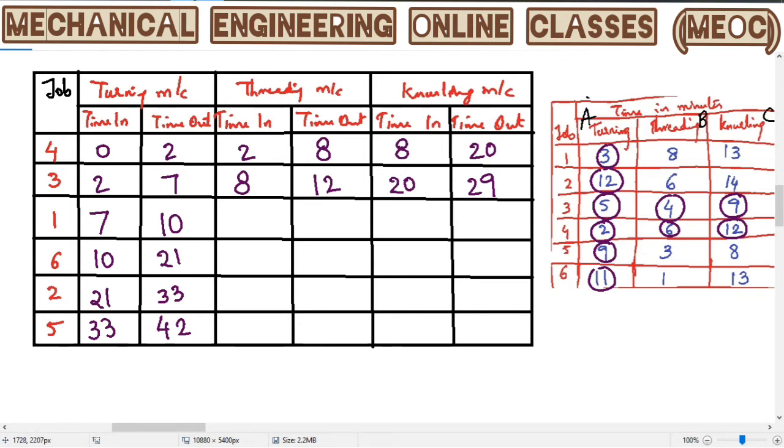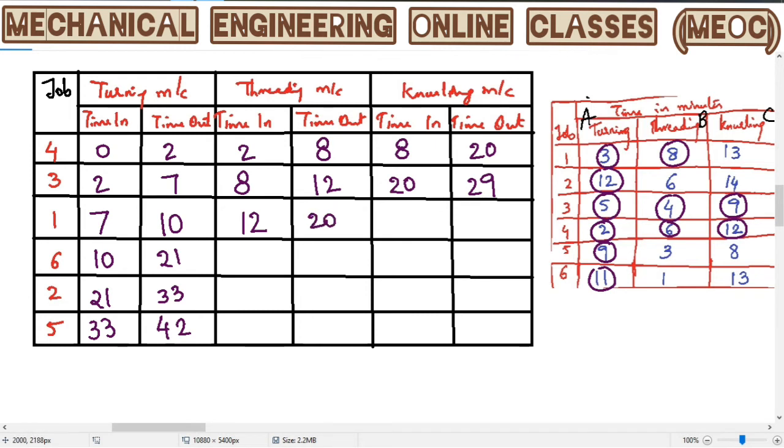Now job 1, after its operation on the turning machine, is at 10 minutes by then, but it has to then go to the threading machine. But can it go to the threading machine at time 10? No, because during that time job 3 is busy on the threading machine. So the threading machine will be free only after 12 minutes. So from the 12th minute job 1 will go on to threading. Job 1 needs how much time on threading? 8 minutes. So 8 minutes from 12 is 20.